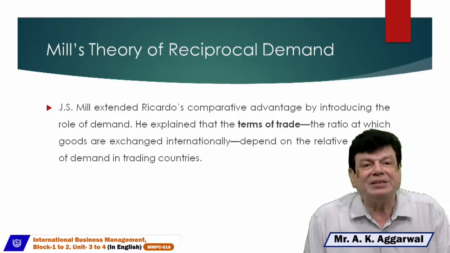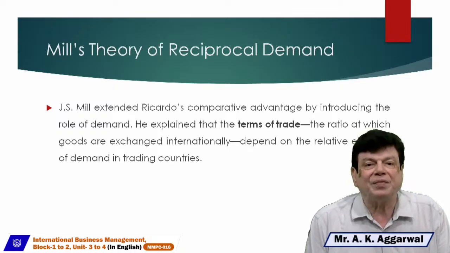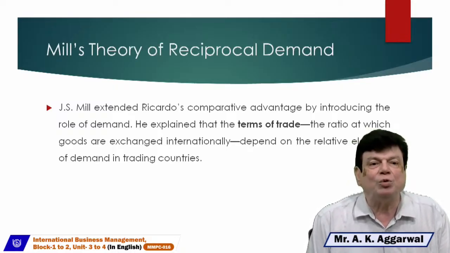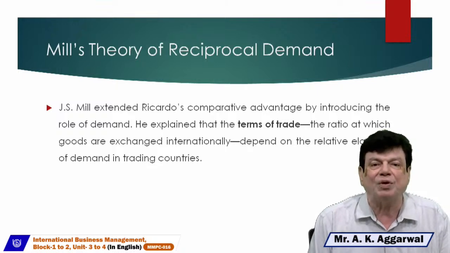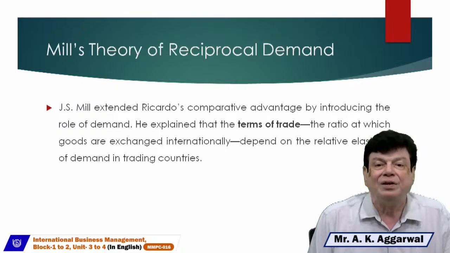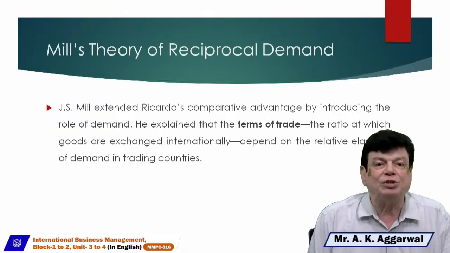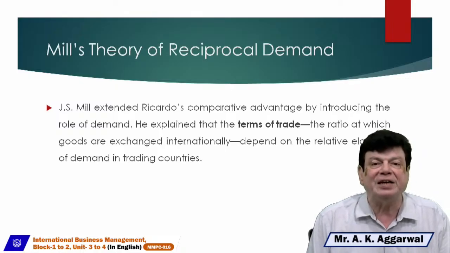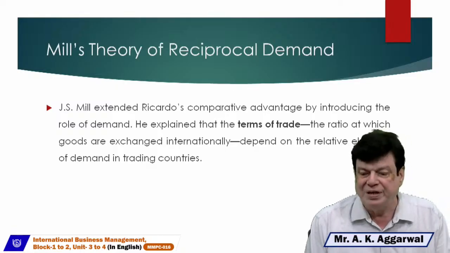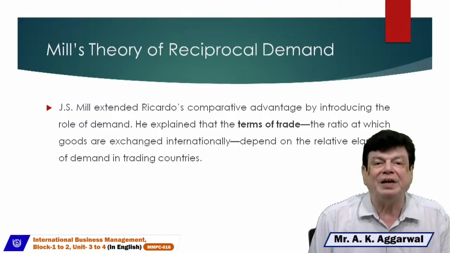J.S. Mill extended Ricardo's comparative advantage by introducing the role of demand. He explained that the terms of trade, the ratio at which goods are exchanged internationally, depend on the relative elasticity of demand in trading countries.